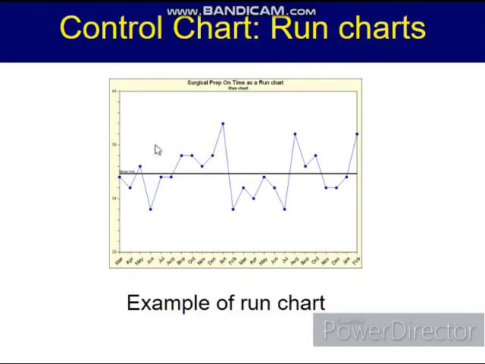So what we need to do is develop a control chart. In order to develop a control chart, we need to establish a control line, an upper control limit and a lower control limit, which we'll discuss in the next slide.